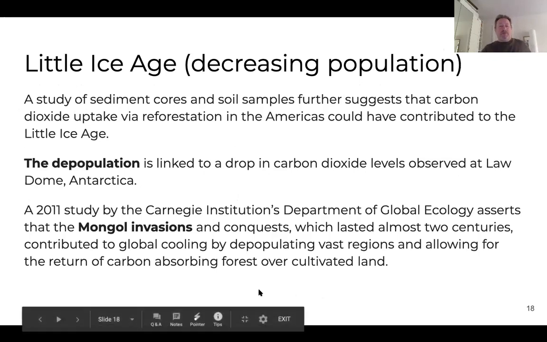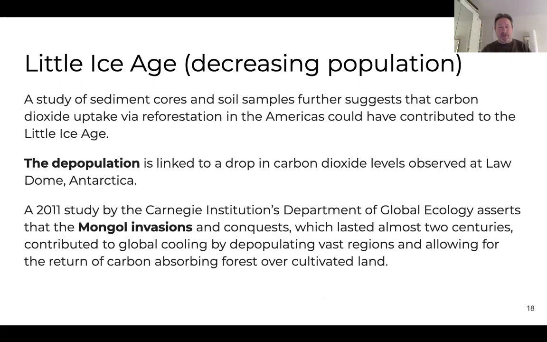A study of sediment cores and soil samples further suggests that carbon dioxide uptake via reforestation in the Americas could have contributed to the Little Ice Age. The depopulation is linked to a drop in carbon dioxide levels observed at Law Dome, Antarctica.